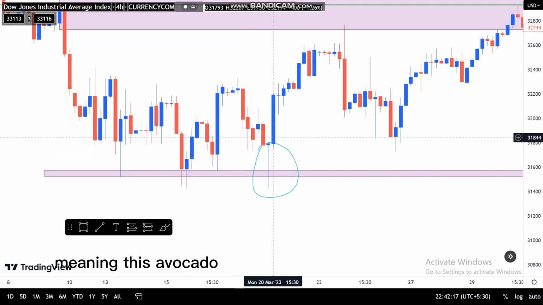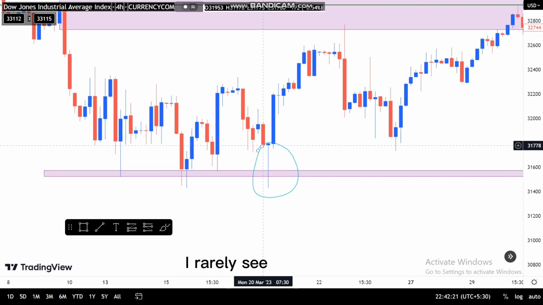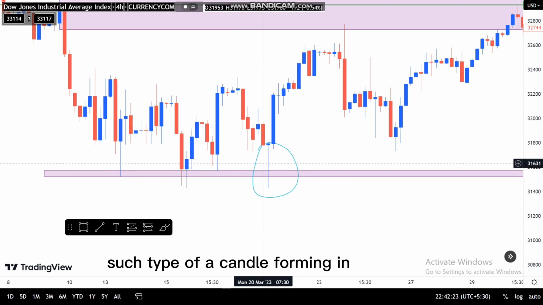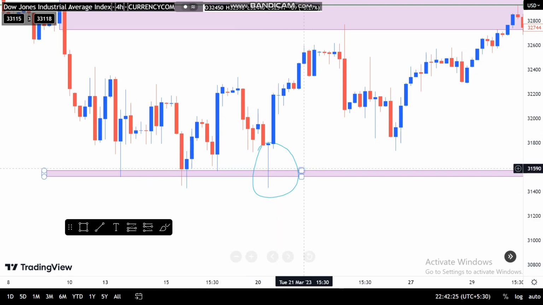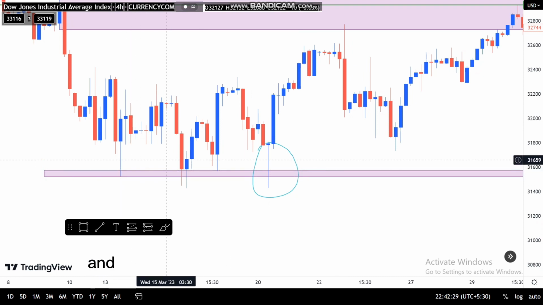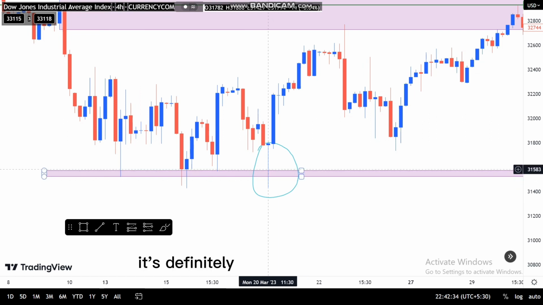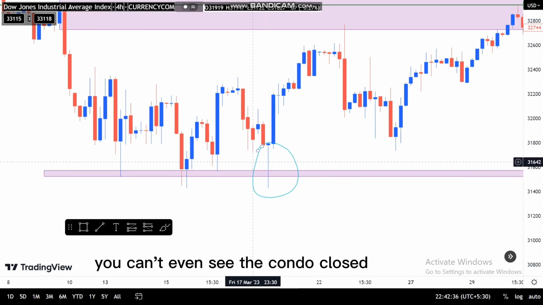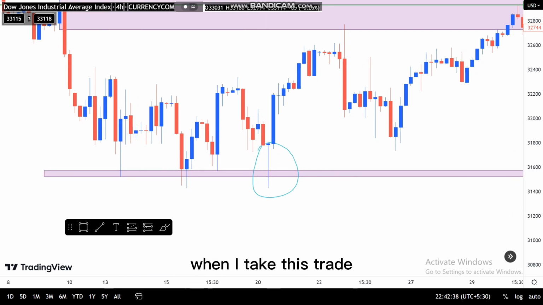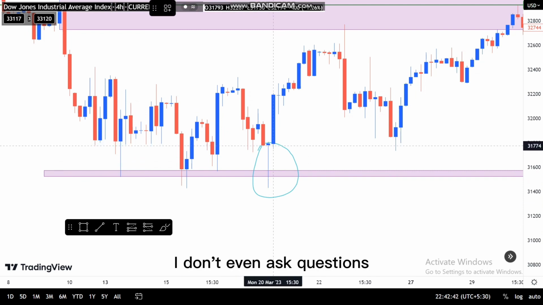So this other candle started pushing up with momentum. Guys, whenever you see this, I rarely see such a candle forming in the market and then see price going down. I rarely see that, mostly at a zone like this. This is a major zone, and the reason for this is because this is support again here. It's definitely going to be support, and you can even see the candle closed up here. So when I take this trade, I take it definitely on this next candle. I don't even ask questions.